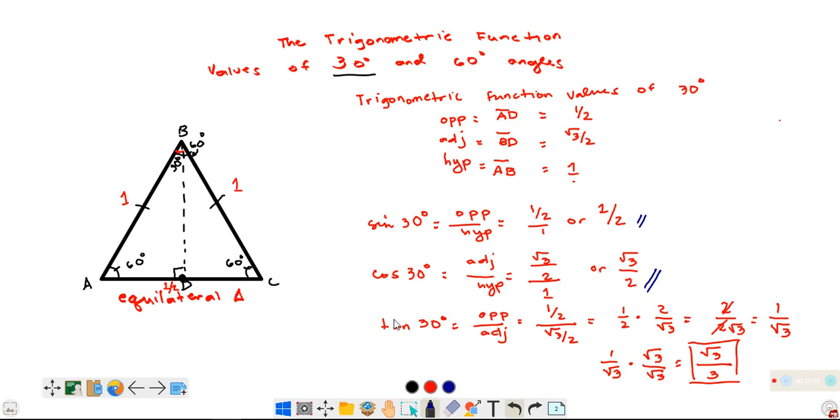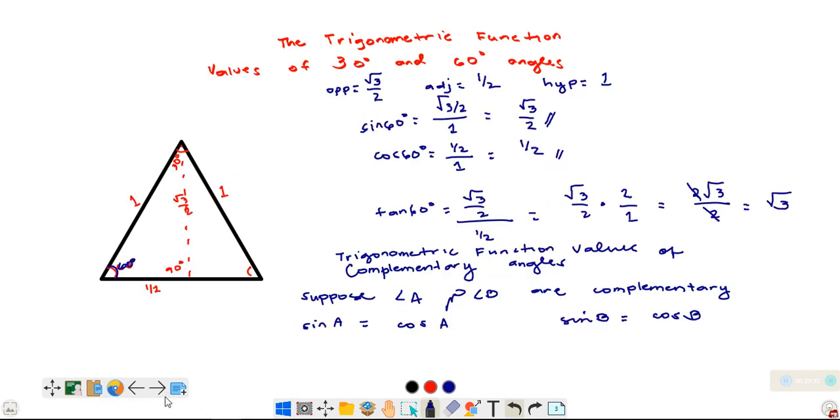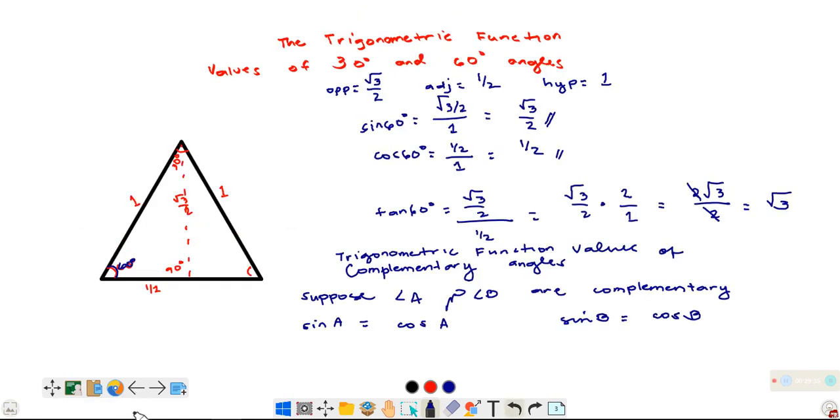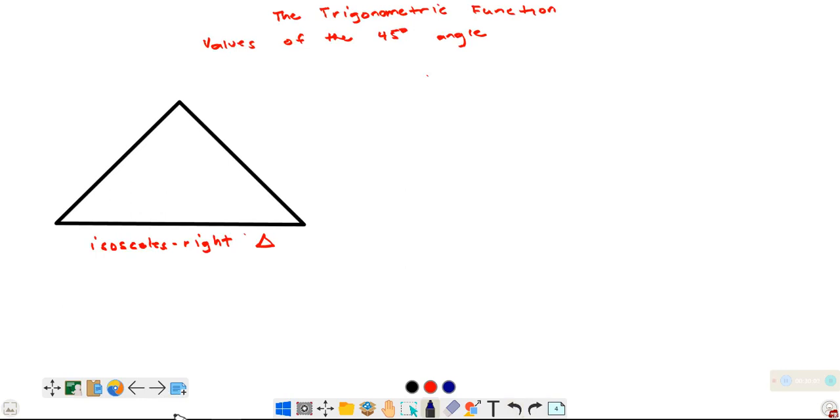Oh, there's more. Tangent 30 and tangent 60. So, when you are dealing with the tangent of two complementary angles, the tangent of the first angle is equal to the reciprocal of the tangent of the second angle. So, if you have tangent A, that is equal to 1 over tangent B. And vice versa. Tangent B is equal to 1 over tangent A. I hope that was clear. Let's move on to the last problem.